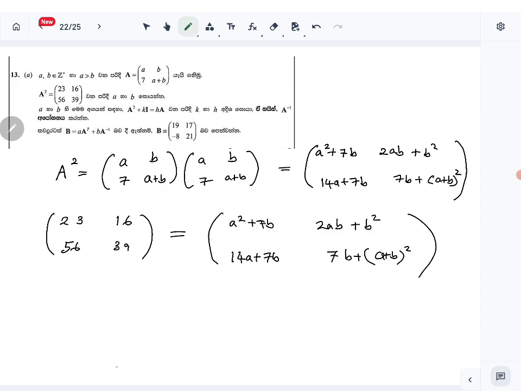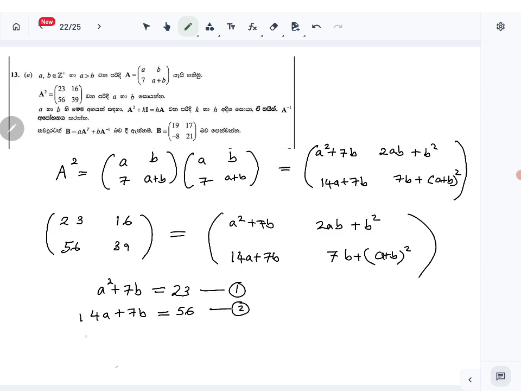Right. So if two matrices are equal, corresponding elements are equal. So we'll create two equations. Two unknowns mean we only need two. So create the two easiest. I will compare the first terms on both sides. 23 is equal to A squared plus 7B. Then next one, use the easiest one we can create. I will compare these two, second row, first element. So 56 is equal to 14A plus 7B.